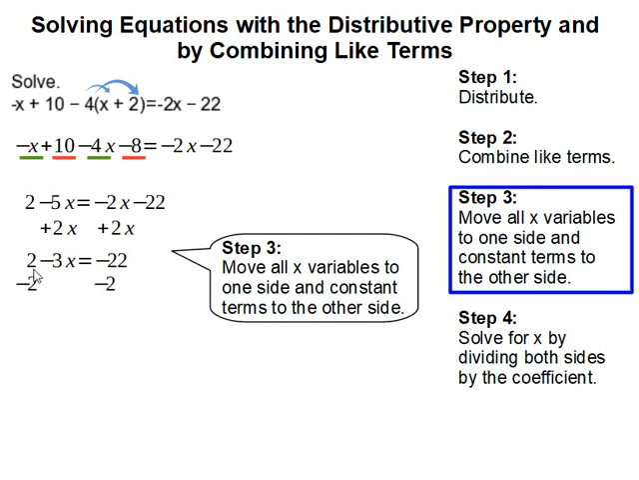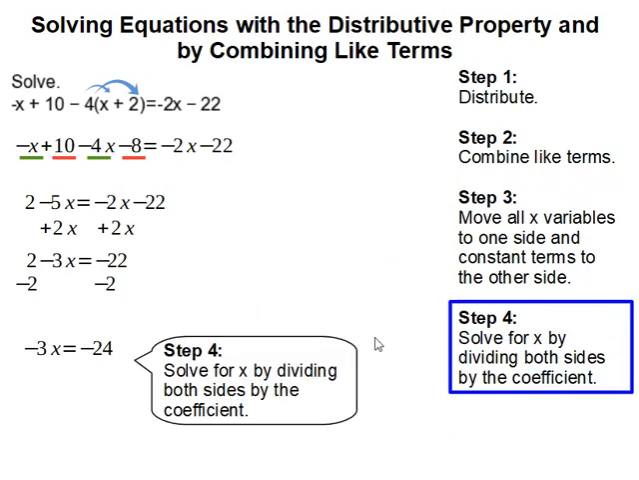Then I'm going to get rid of this 2, so 2 minus 2. Then I have to do the same thing on the other side of the equal sign. So negative 22 minus 2 will be negative 24. So my result is negative 3x equals negative 24.